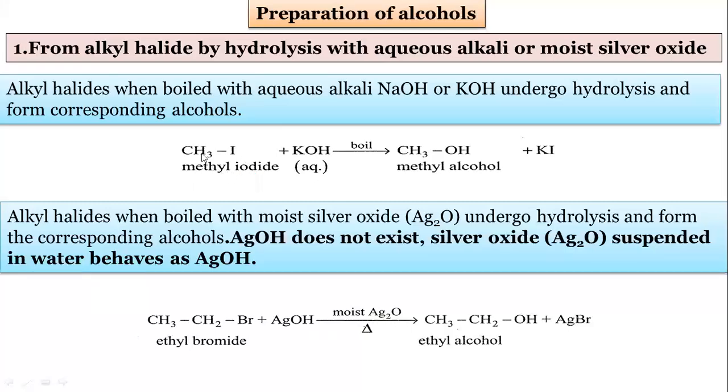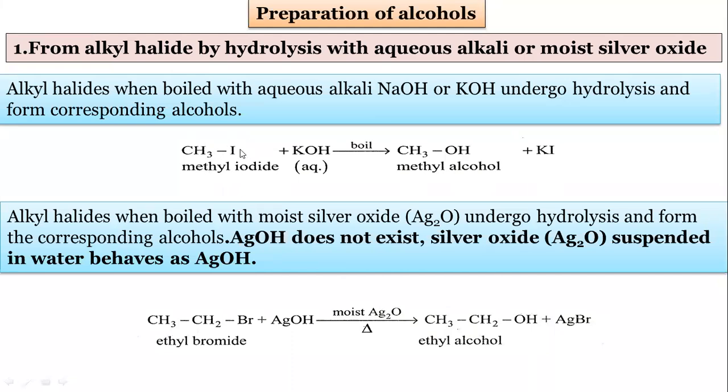Alkyl halide means R and X group. In chapter number 10, we already learned what is meant by alkyl halides. So alkyl halides, when boiled with aqueous alkali, you can take any hydroxide here, you can take KOH. Aqueous means these are dissolved in water. When it is boiled, what will happen? This is a nucleophilic substitution reaction, very famous reaction, SN2 reaction. See, this OH minus is a nucleophile. It is substituted here. SN2 reactions are favorable in primary alkyl halide. So this is also primary.